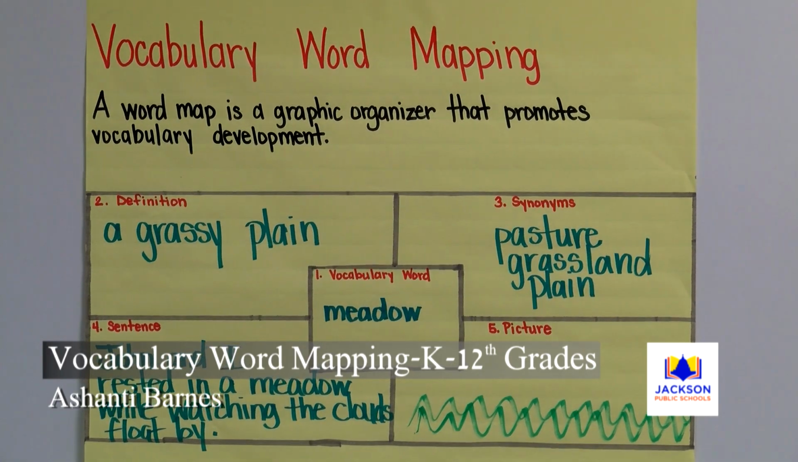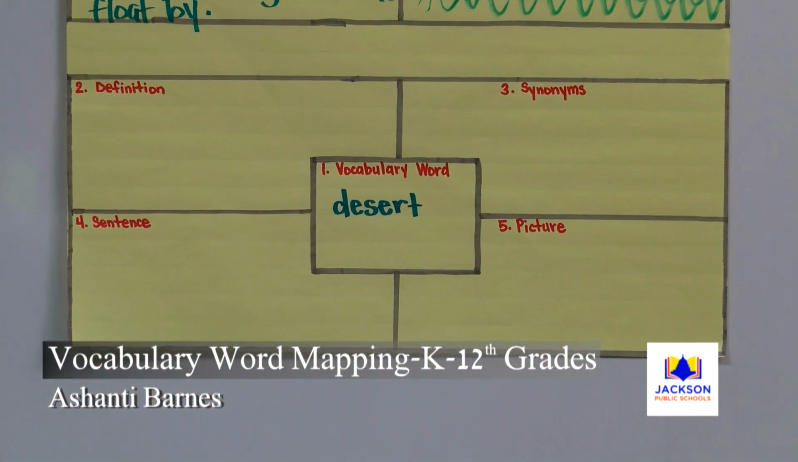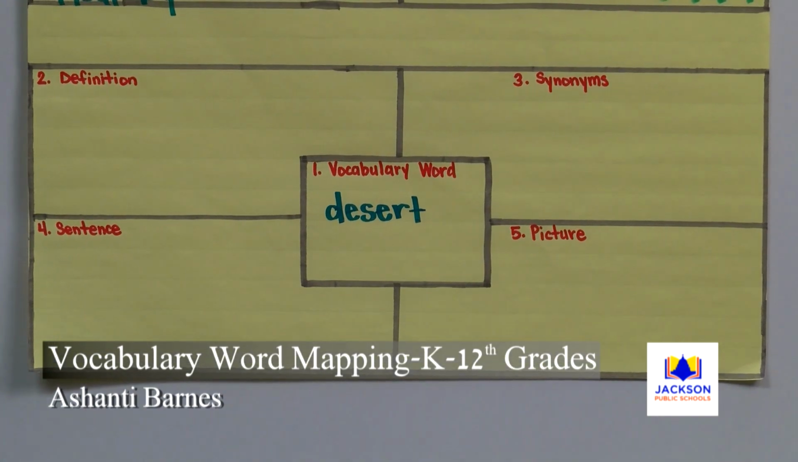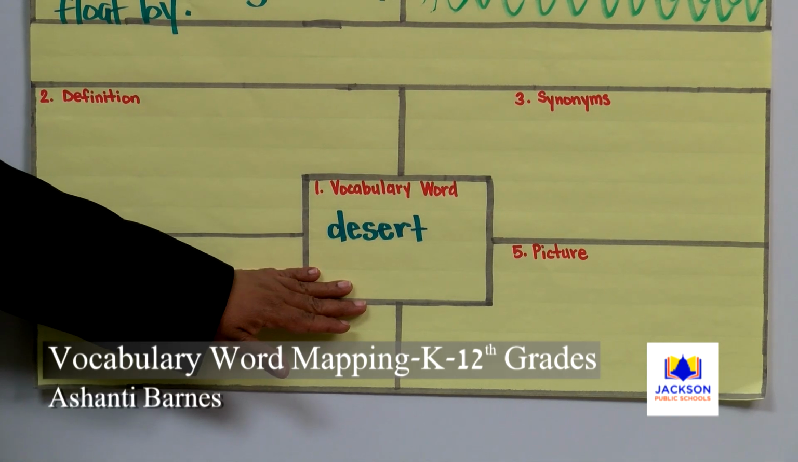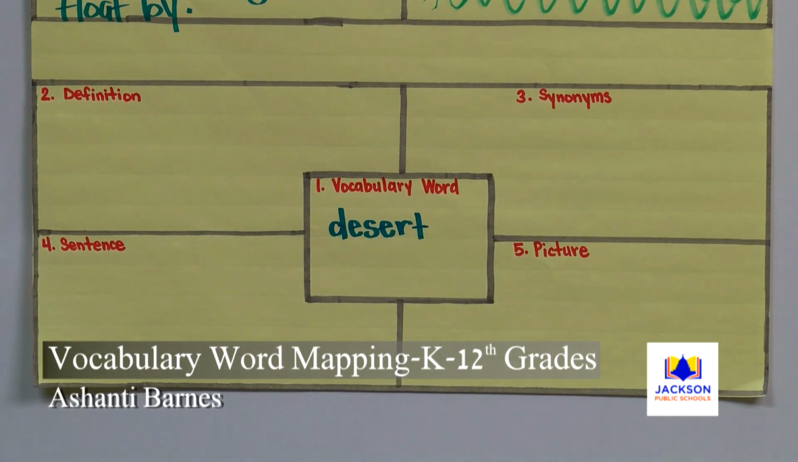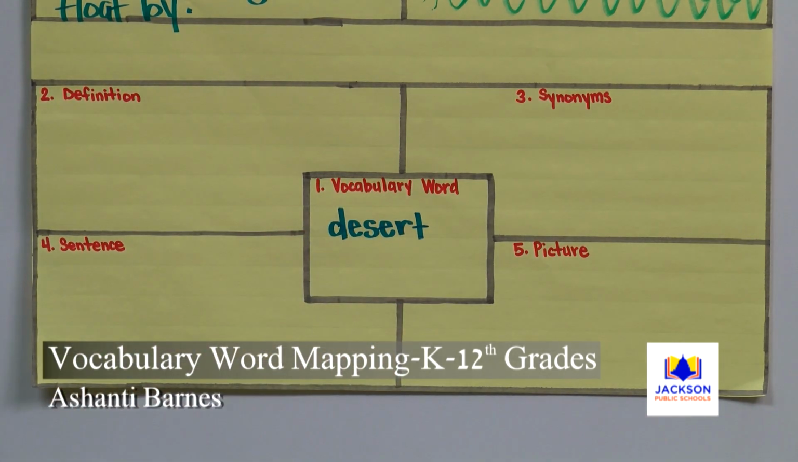So, let's try another word. Keeping with the same theme, we're going to look at desert. So let's just say we're looking at landforms. Our next word is desert. The first step is to write your vocabulary word in the very center of the Frayer model, or the center of the vocabulary word map. What's the second step? You got it. It's to write the definition.